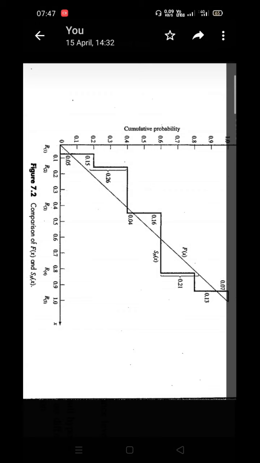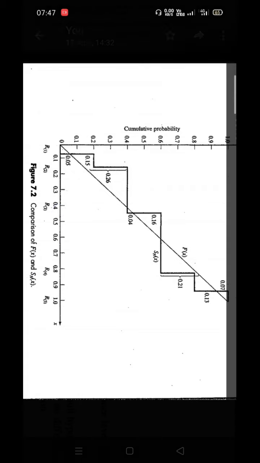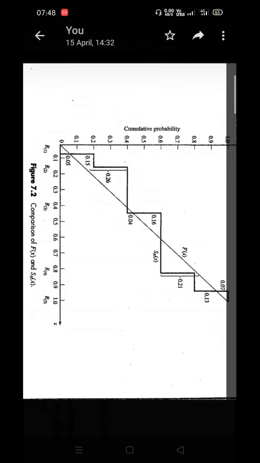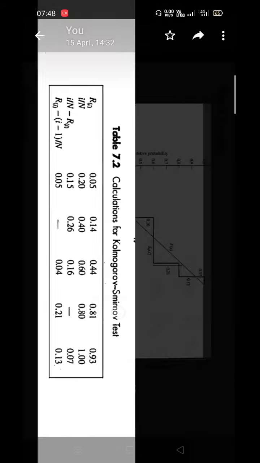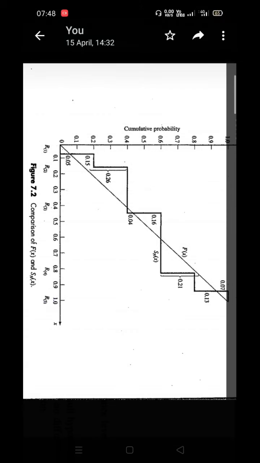So locate them. 0.05 somewhere here. r2 we have 0.14, so less than 0.2. Then r3 value, check in the table, is 0.44, located over here. Then r4 value 0.81, located here, next to 0.8, and r5 which is 0.93, close to 1.0. So just before 1.0, r5 is located.